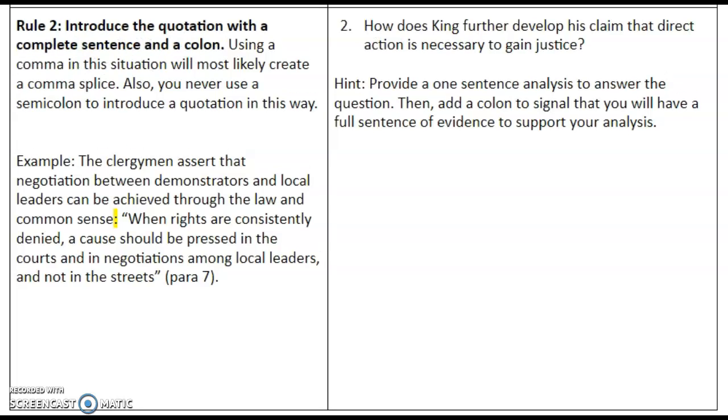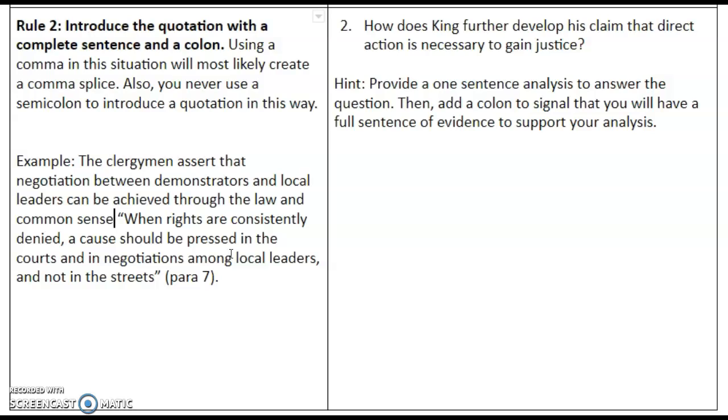Number 2 is to introduce the quotation with a complete sentence and a colon. So if you have a comma in this situation, you will create a comma splice. So you notice I have a full sentence. The clergyman asserts that the negotiation between demonstrators and local leaders can be achieved through the law and common sense. So again, I'm using quotes and evidence from the clergyman's statement. You're using it from paragraphs 10 to 11. So I have a full sentence, and then my evidence is also a full sentence. So if I put a comma here, I'm splicing those 2 independent clauses in the middle. And I don't want to do that. That's called a comma splice. That's where you have a comma where there should be a period.